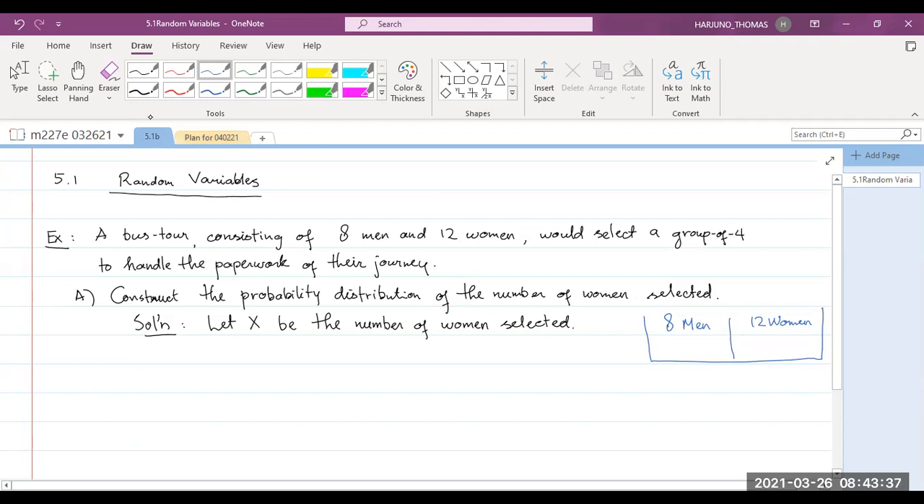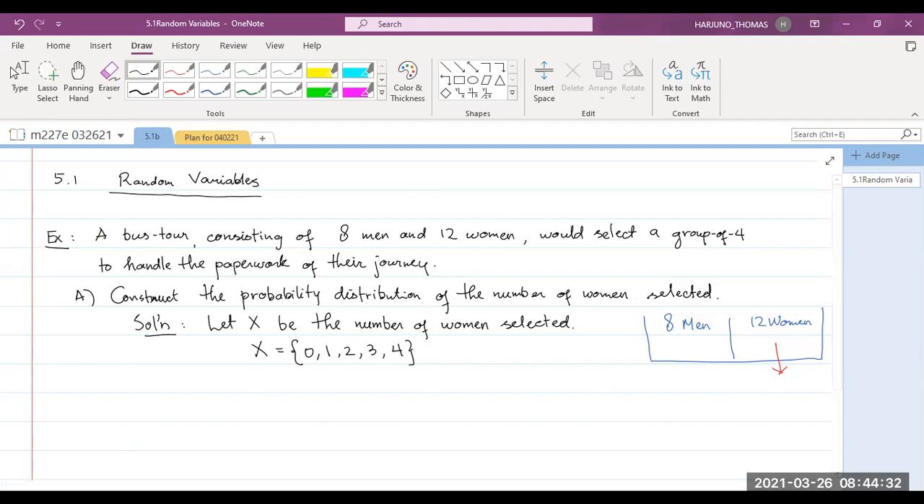Now, the question is, how many women may be selected? What are the possible values of X, the number of women selected? Is it possible to have no women at all? Like all 4 of the men. If it is done randomly, yes, that's possible. So X may be 0. That's when all men, or 1 woman, or 2 women, or 3 women, or 4 women. It won't be 5, right? It cannot be 5 because you only select 4 people. Because we select only 4 people, at most the number of women selected is 4. But Thomas, we have 12 women. That's true, but we select only 4, right? So at most we select 4 women. Okay, but it is possible that none of them are women.